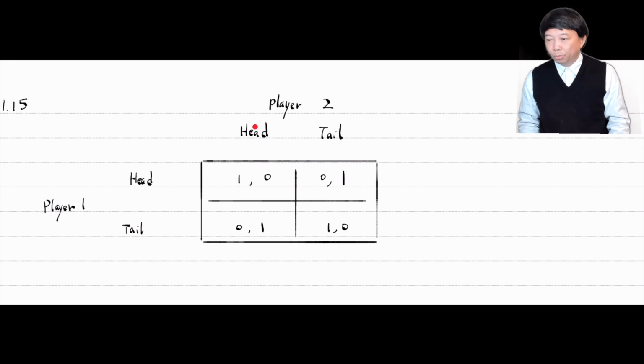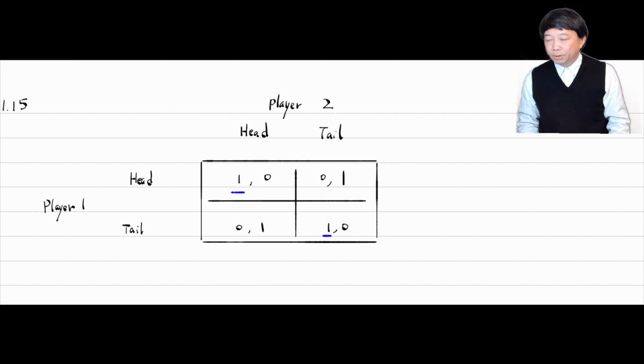Suppose player 2 chooses head. Player 1 gets 1 if she chooses head and gets 0 if she chooses tail. Her best response is head, and we underline the corresponding payoff of 1. Suppose player 2 chooses tail. Player 1 gets 0 if choosing head, but 1 if choosing tail. Her best response is tail, and we underline her payoff of 1.